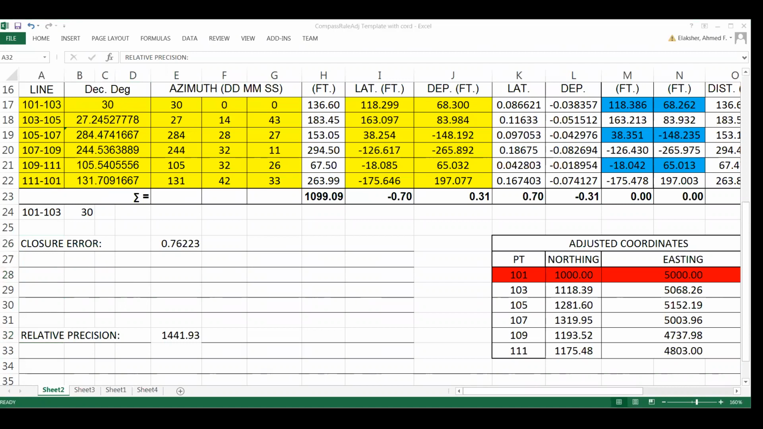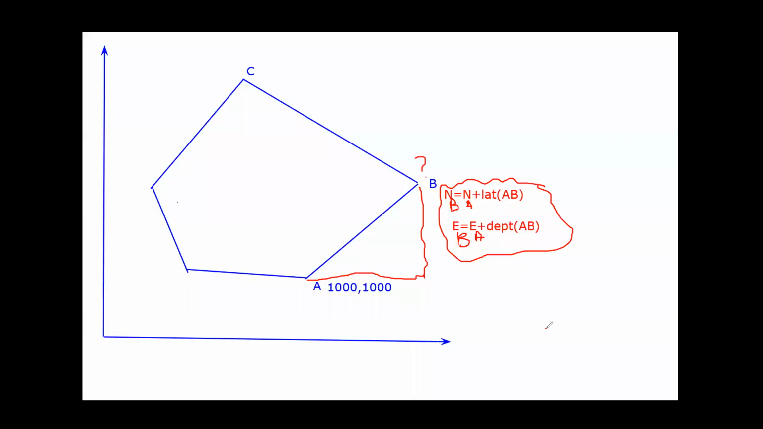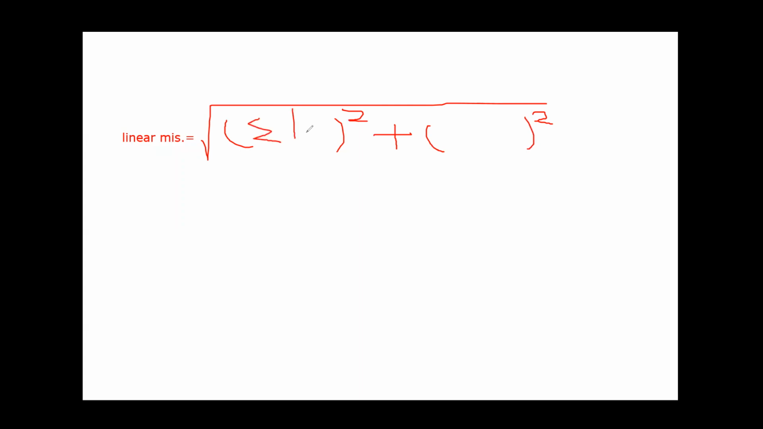First, let me clear this here. The first thing is I compute what we call the misclosure, or the linear misclosure, which equals the square root of the sum of the latitudes squared, which was the error or the correction of the distances in latitude, plus the sum of the departures squared.